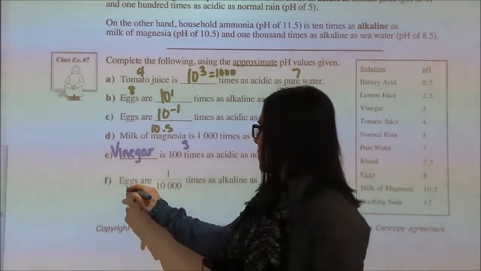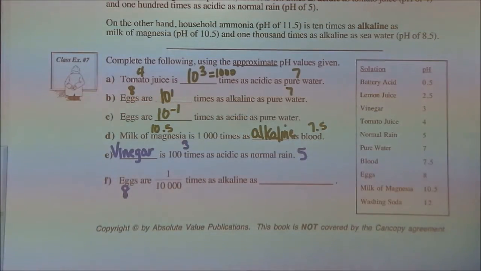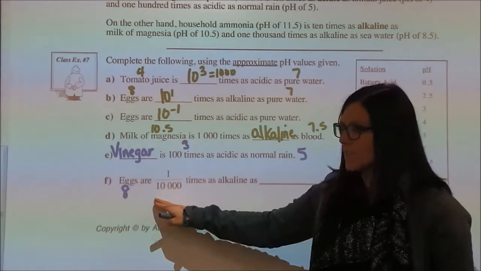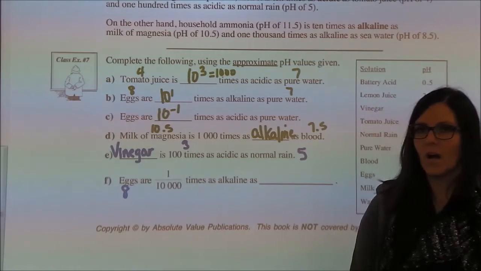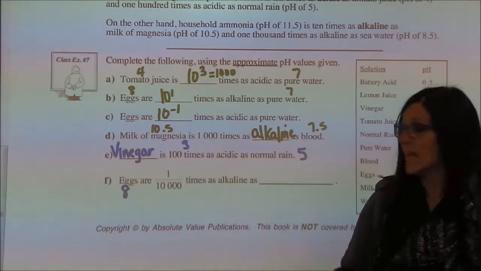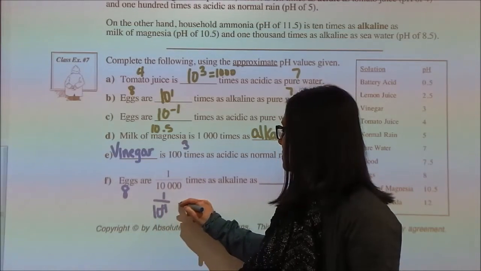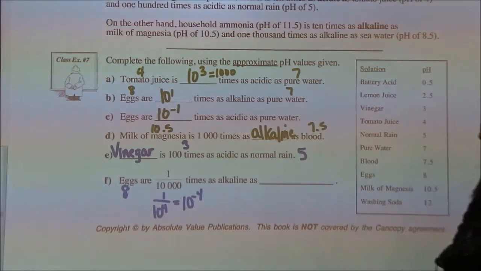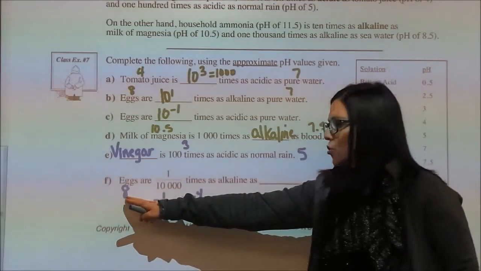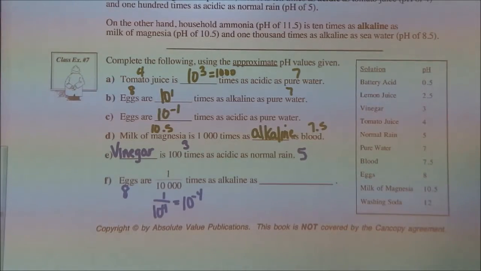Okay. Eggs that have a pH of 8 are 1/10,000th times as alkaline as something else. So this 10,000 as a power of 10 would be 10 to the power of -4, or 1/10 to the positive 4. So which pH am I looking for? Am I looking for a pH of 12 or a pH of 4? What word should I be looking at? Alkaline.